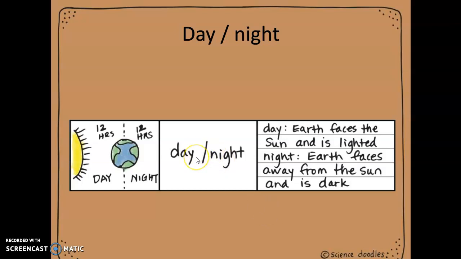So you're going to add day and night in the middle. Your definition is day, Earth is facing the sun and is lighted, and night, the Earth is facing away from the sun and is dark. So in this part of the Earth, it's facing the sun, so it's daytime. In this part of the Earth, it's facing away from the sun, so it's nighttime. You're going to add this information in your chart and unpause the video when you're done adding it.